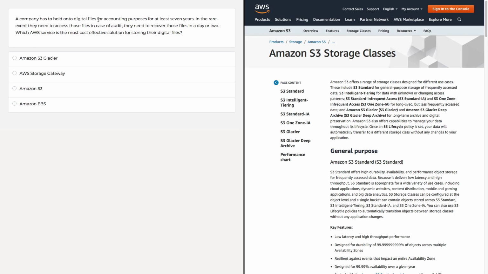A company has to hold on to digital files for accounting purposes for at least 7 years. In the rare event they need to access those files in case of audit, they need to recover those files in a day or two. Which AWS service is the most cost-effective solution for storing their digital files?